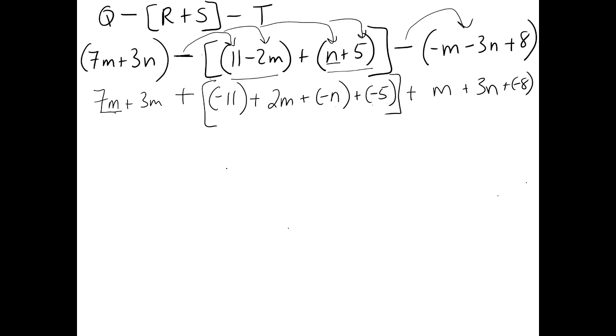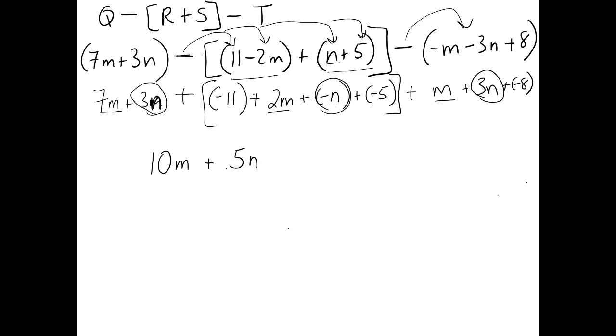So I have 7m, whoops, I wrote that as an m, but that should be an n. I have 7m plus 2m plus another 1m. So I have 10m as my first term. I'm going to look for all the n's. I have a 3n, I have a negative n, and I have another 3n. So that's going to give me a total of 5n.